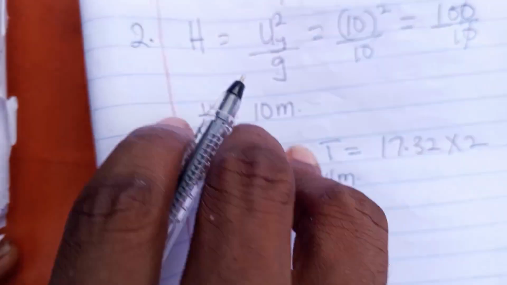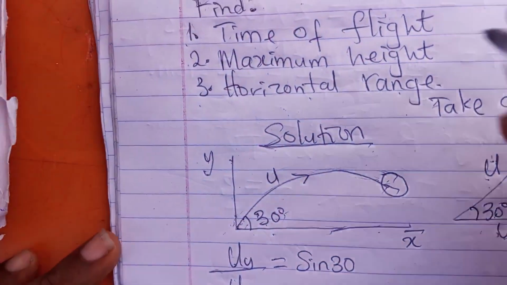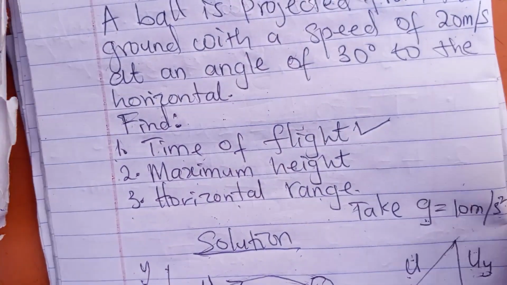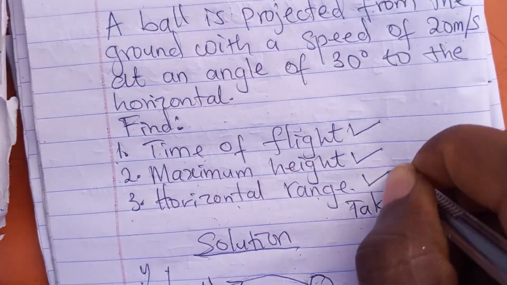So we have solved for the time of flight, the maximum height, and the horizontal range.